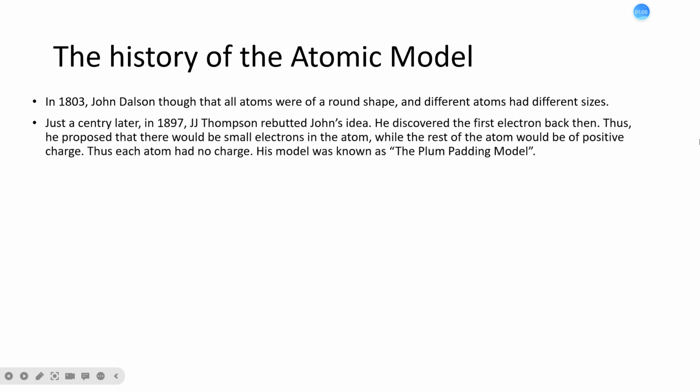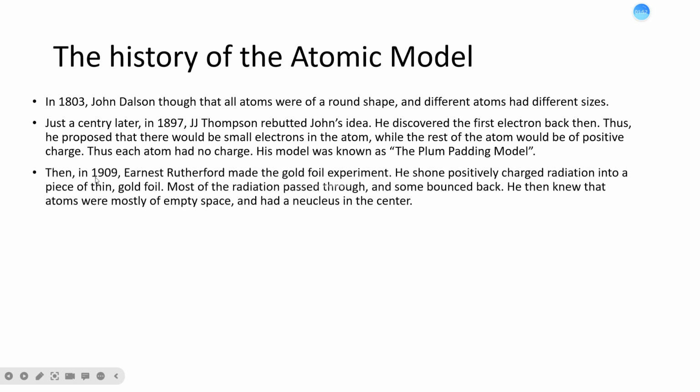However, just a century later, in 1897, J.J. Thomson rebutted John's idea. He discovered the first electron, which is a subatomic particle, which means it's smaller than an atom. Thus, he proposed that there would be small electrons in the atom, while the rest of the atom would be positive. So it would be like a plum, where the seeds in the plum would be negatively charged, but the fruit would be positively charged. Thus, each atom had no charge. This model was known as the plum pudding model.